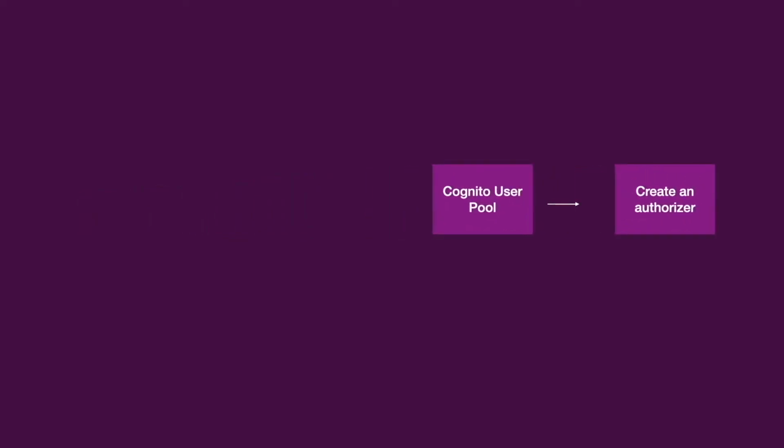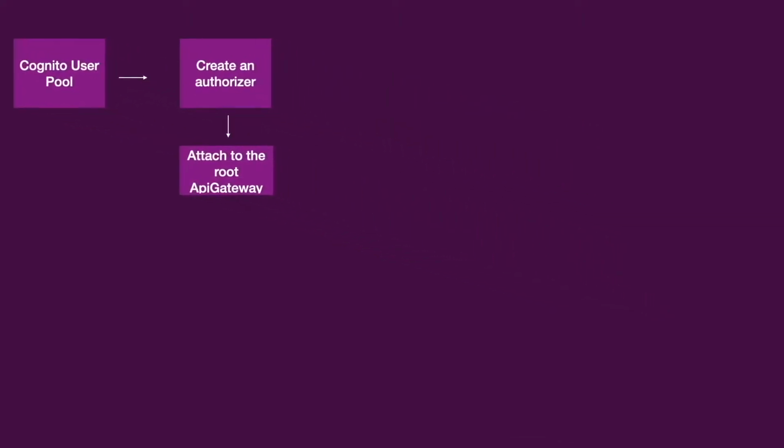So the approach is going to be something like this. We start with the existing Cognito user pool, which we built on episode 8, and then based on this Cognito user pool, a new custom authorizer would be written. Also, as this authorizer is going to be written, we are going to associate the authorizer to a root API gateway, which is something we are also going to be developing during this video.